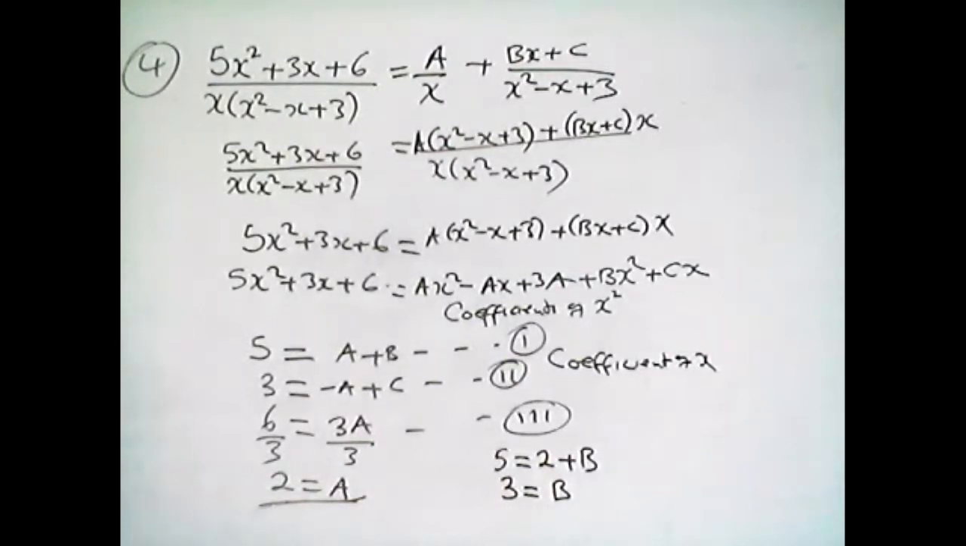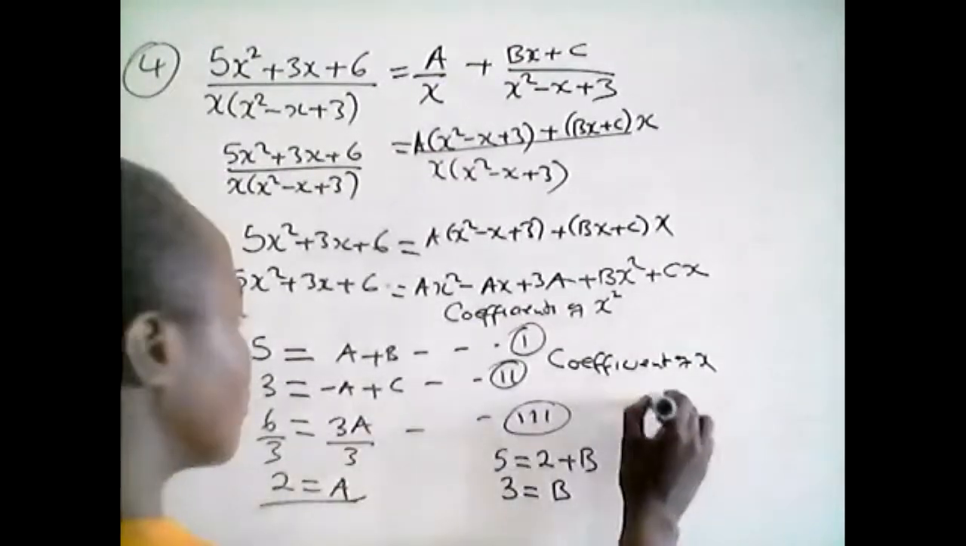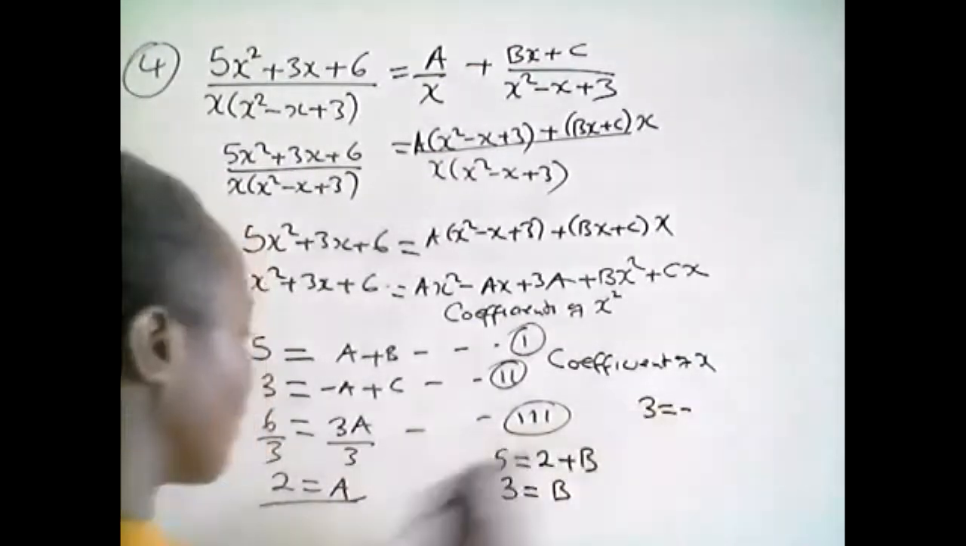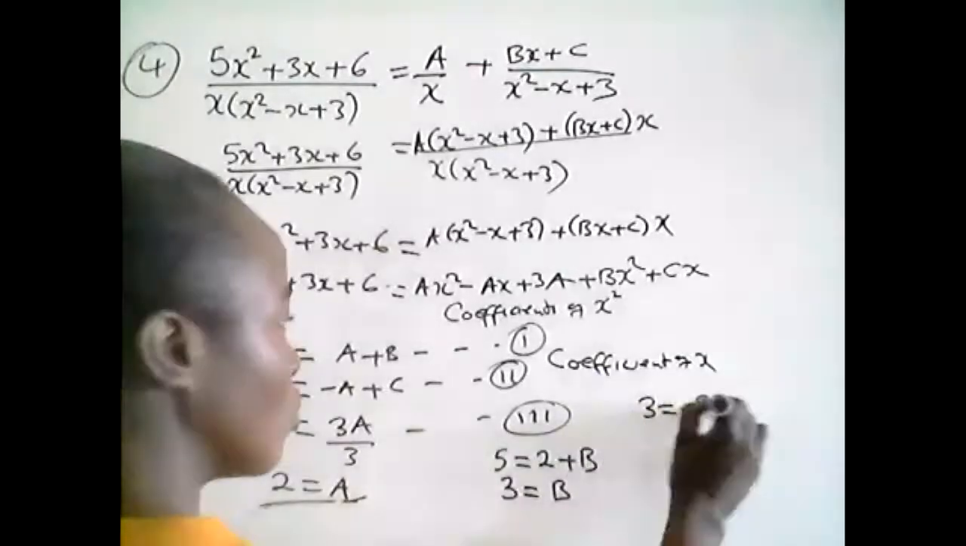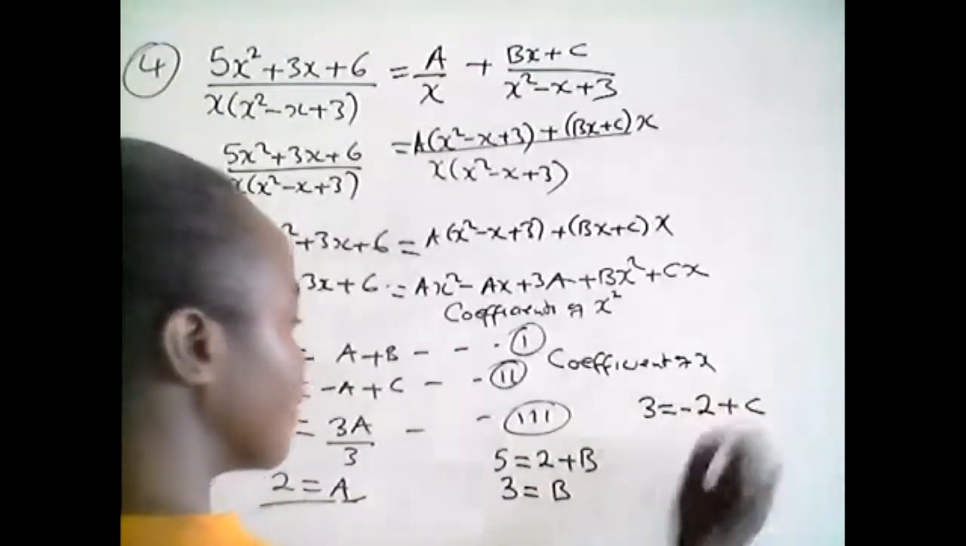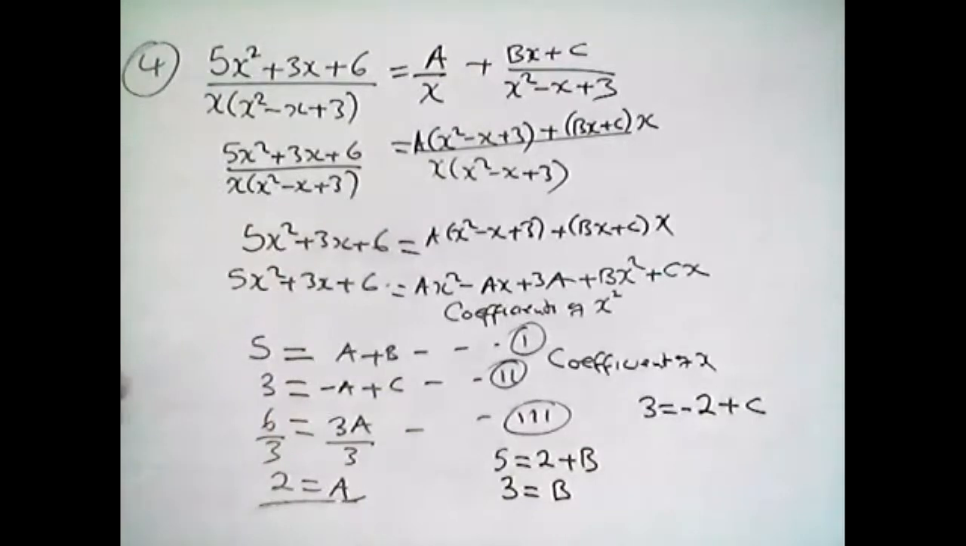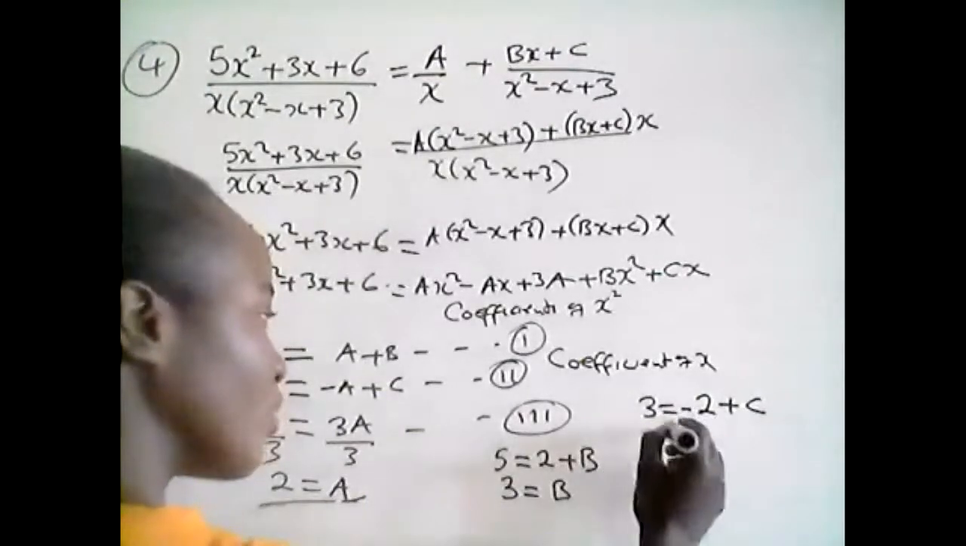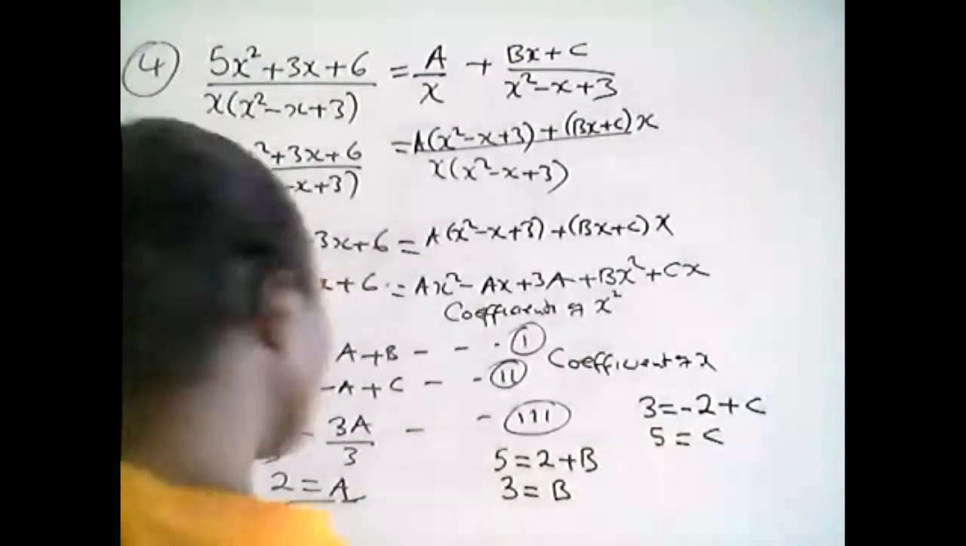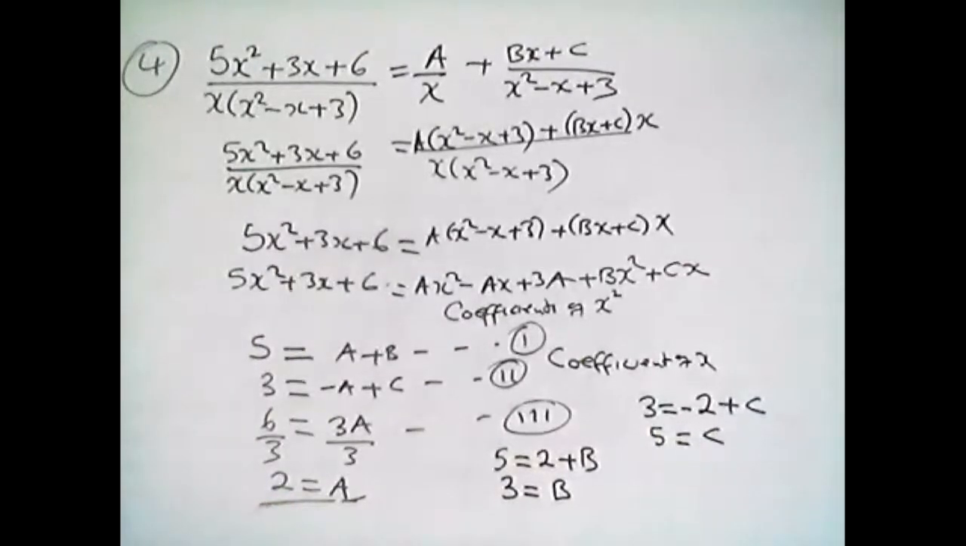Now let's find the value of c. For c, we use this. So 3 is equal to negative, our a is 2, plus c. Just a minute. So we'll bring this side. So we have a is equal to 2.